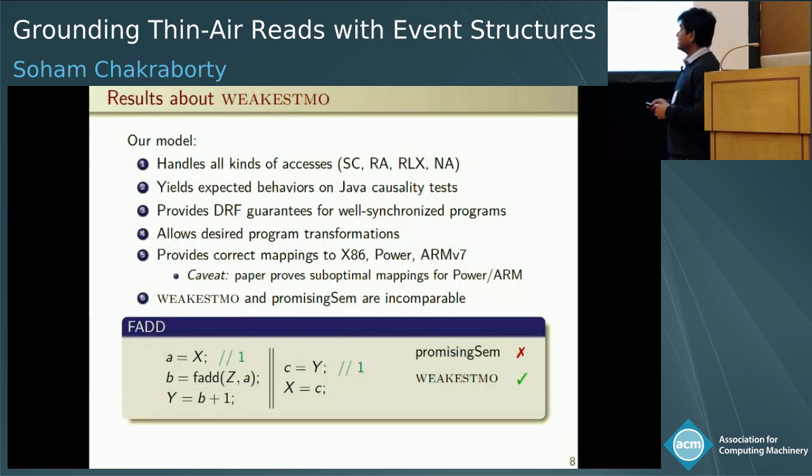So in this program, the question is whether A equal to 1 and C equal to 1 is a possible outcome. Since we have seen that these behaviors are for different programs in promising semantics and weakest MO has different results, these behaviors are incomparable. In addition, another interesting fact we observe about this program is that this behavior is allowed in the ARM v8.3 model, which gives us a hint that it will probably be possible to efficiently compile the weakest MO model to the ARM v8.3 model. So this is our future work. Thank you for your attention.